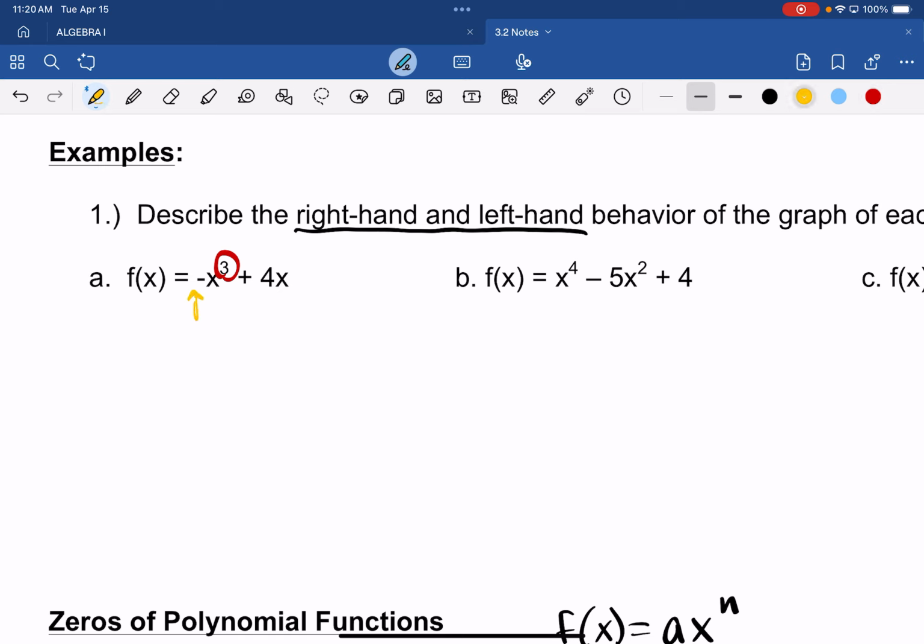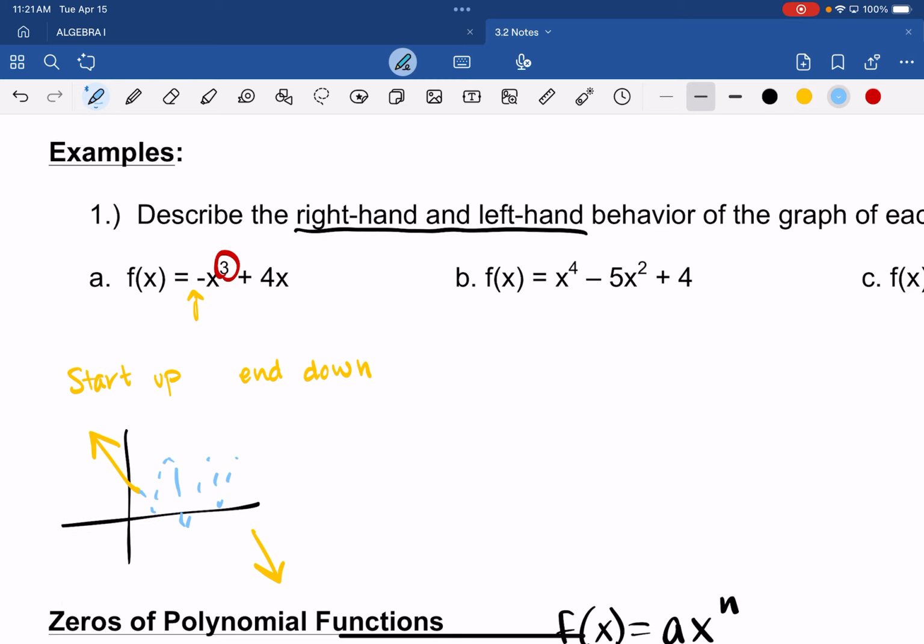I have a negative leading coefficient. So because it's a negative leading coefficient, what did we say? What would it be if it was negative first? Yeah, it would start up and down. So in other words, on my graph, I don't know where I am, but I know that I'm starting up, ending down.